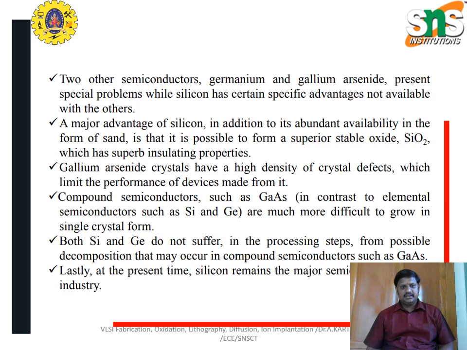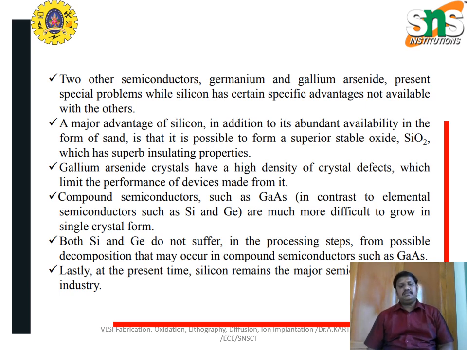Mainly the semiconductors germanium and silicon, and the compound gallium arsenide, are the major materials used. Silicon is mainly used because of its advantages: the abundant availability of silicon, and the suitable, superior, stable oxide SiO2, which has superior insulating properties.